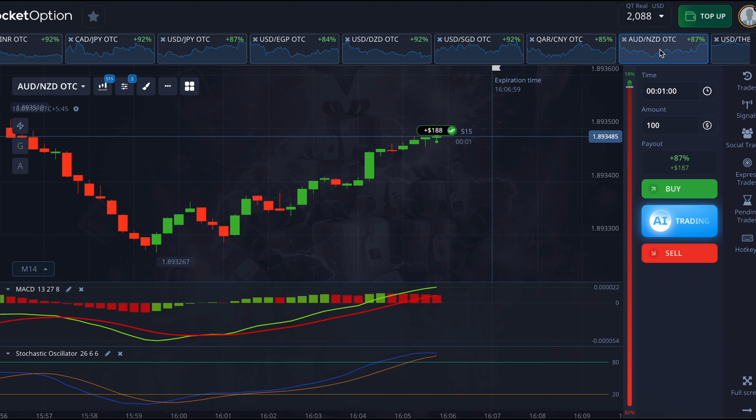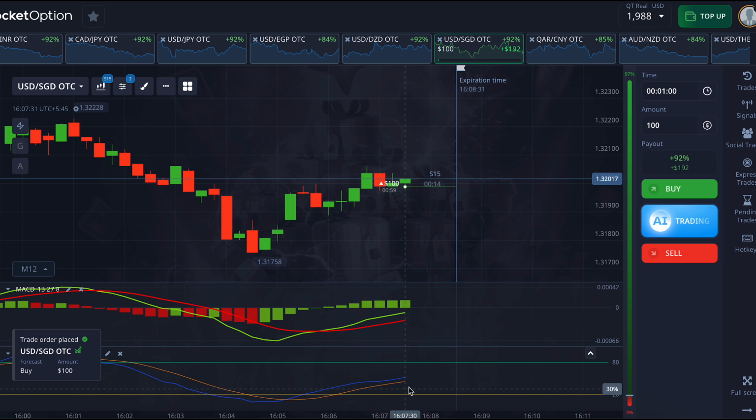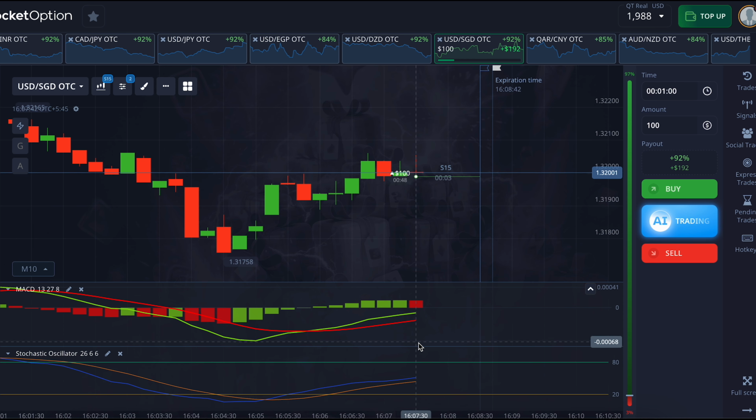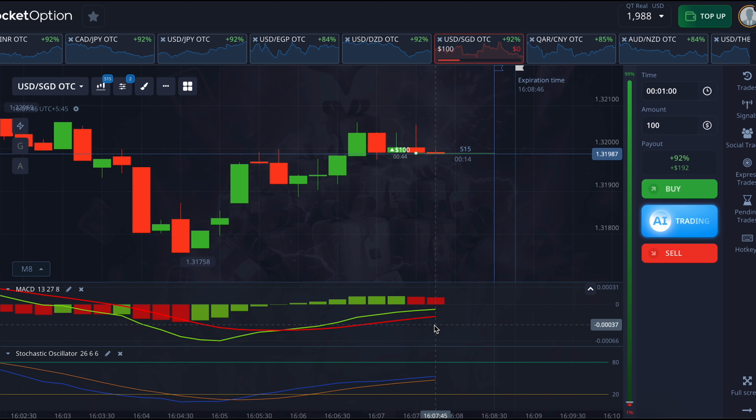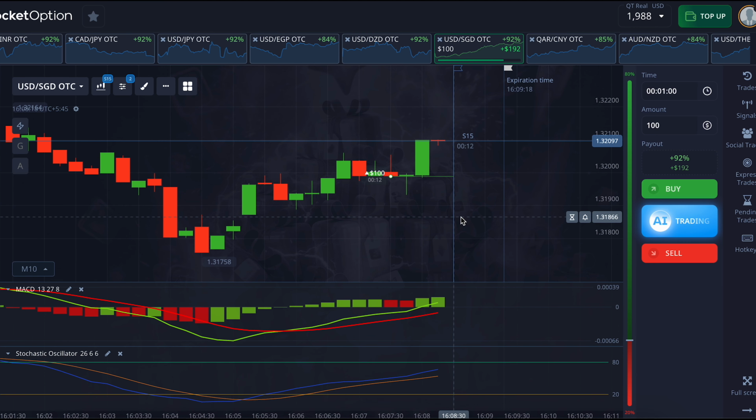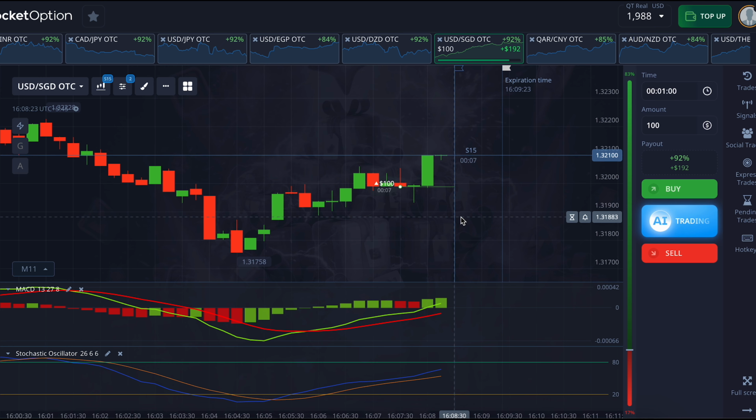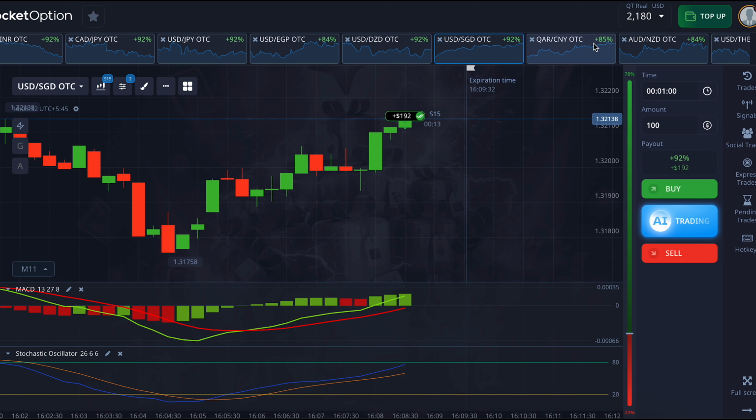Now let's search for another, and yeah, as you can see, a similar type of pattern has formed. It is intersecting each other and it's also going up. So both of the indicators are showing the chart will go up. So let's see what will happen. And this is very simple. It is one of the most simple strategies I have ever used, and it is also very accurate. As you can see, I have made the second profit of the day.